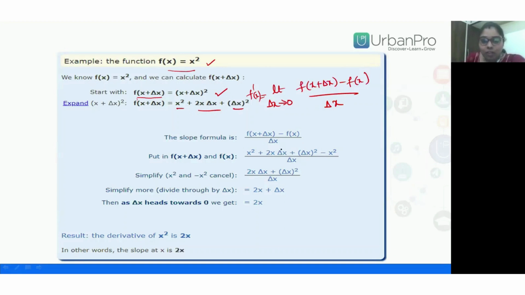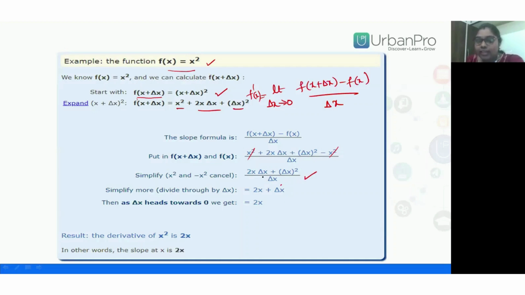You can also see here what they did. First they did (f of x plus delta x minus f of x) by delta x. So what is f of x plus delta x? We just found x square plus 2x delta x plus (delta x) whole square, minus, what is f of x? It is given, x square. Just simply put that, x square, divided by delta x. So x square gets cancelled, and we have (2x delta x plus (delta x) whole square) by delta x.